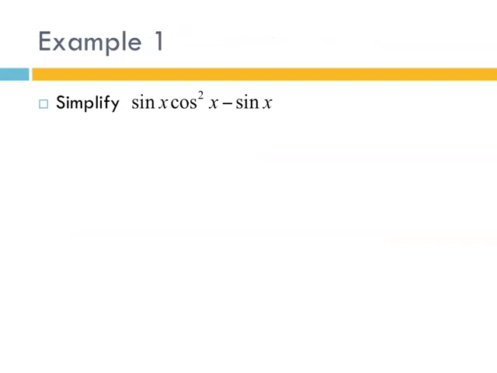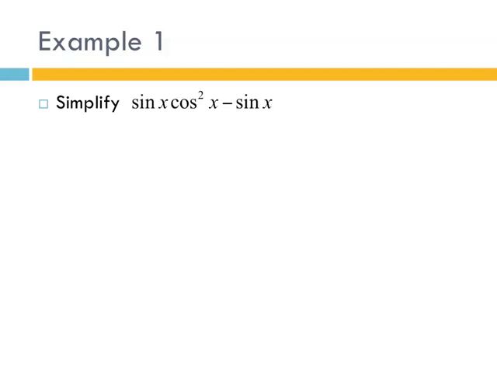Simplify sine of x times cosine squared x minus sine x. For this one, with these simplifications, they're sort of similar to proofs in that there are multiple ways of going about simplifying it, just like there are multiple ways of going about proving something is true. But the idea is we do want to get it down to the simplest form that we can. Now everything's already in terms of sine and cosine, so that trick might not necessarily help us.